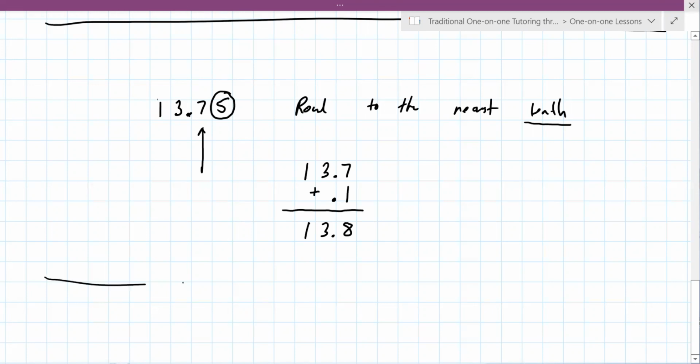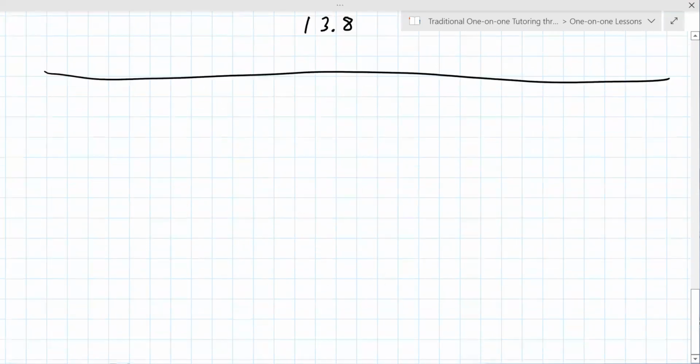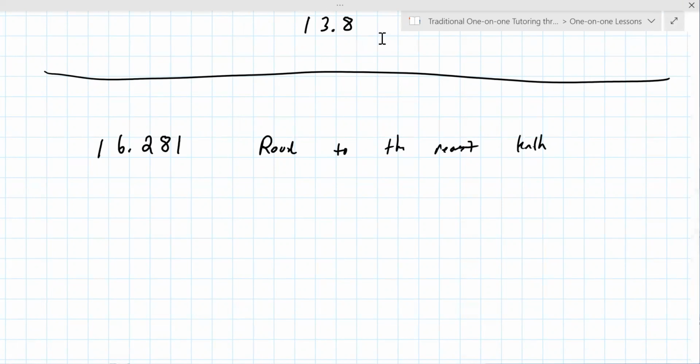So let's try another one here. 16.281. Round to the nearest tenth. I'd like you to try working this one out on your own, please.